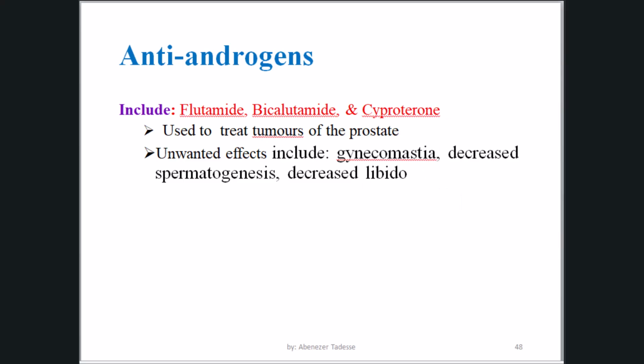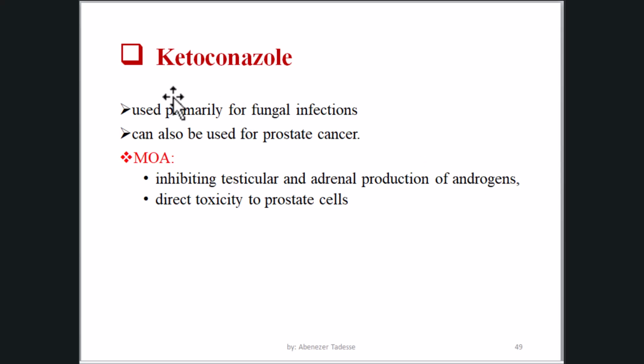Okay, finally, ketoconazole can be used in males to inhibit the production of androgen, to decrease the source of androgen. Mostly this antifungal ketoconazole can be used, so it inhibits androgen production, especially testicular androgen production, so they can prevent those sources of direct toxicity to prostate cells.